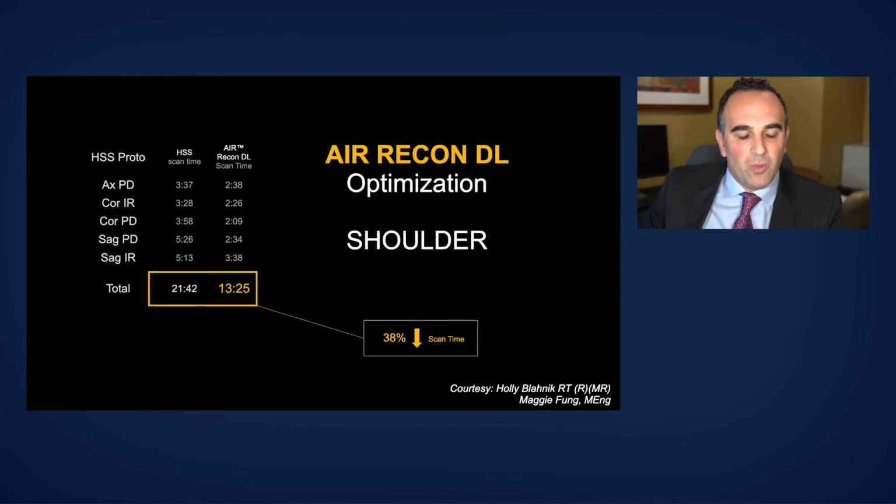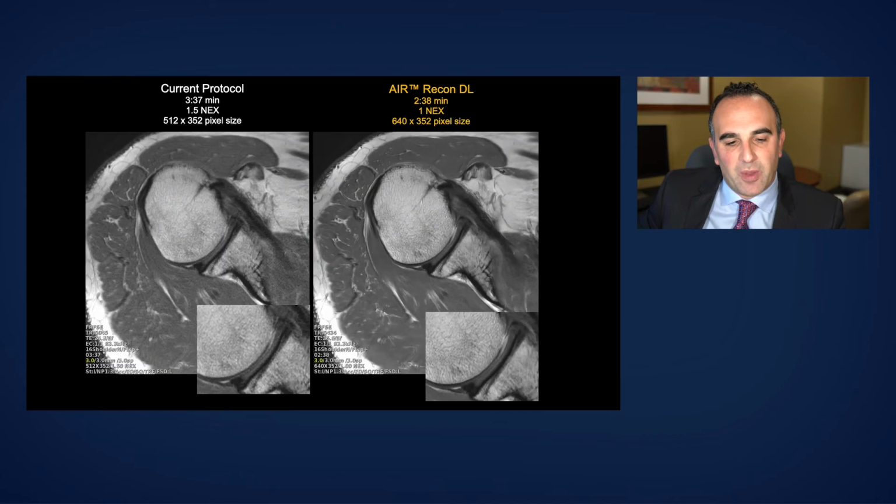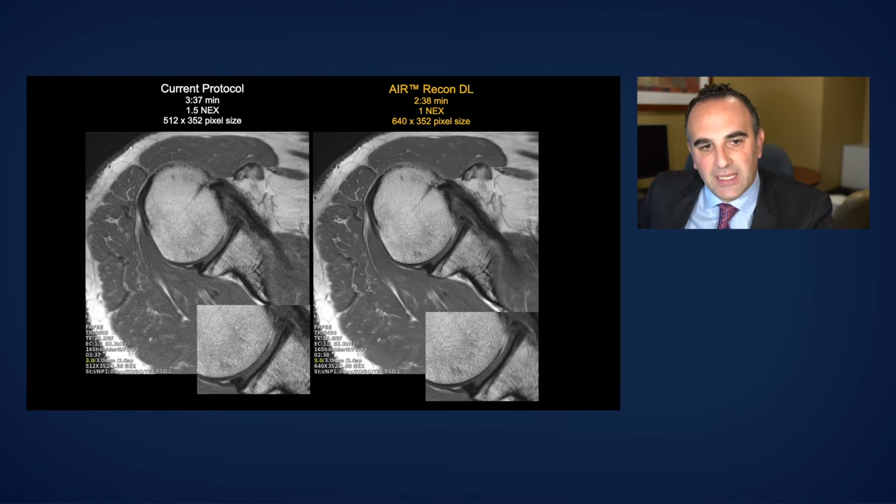So what we've done here, and this has really been work together with Holly Blanick and GE and Maggie Fung, is take our existing protocols and apply AIR Recon DL, modify some parameters, and actually reduce our scan time here in the shoulder by almost 40%. So here, our pre-existing protocol on the left, and our slightly modified protocol on the right, notice a change in the 1.5 to 1 NEX.